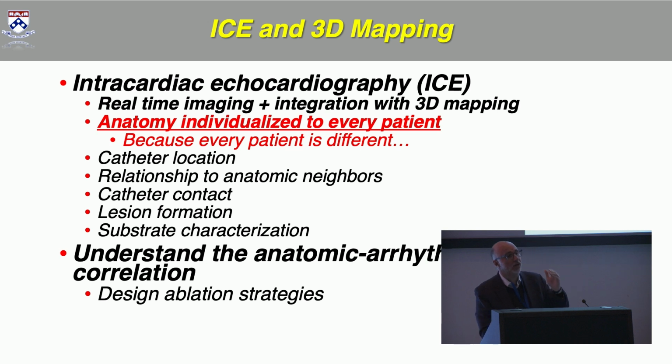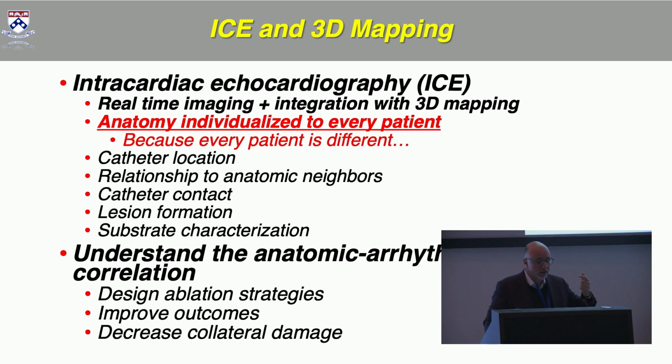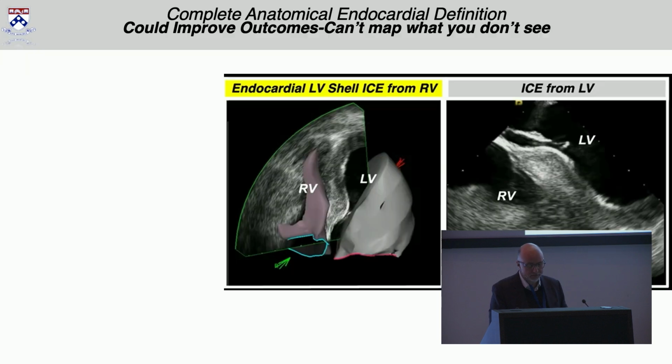Because this is the only way you can design an ablation strategy. When you're on the table, you have in your mind the anatomy, the arrhythmia, and how you're going to target this, because in my opinion this improves outcomes, but more importantly, or as important, it will decrease collateral damage. It will decrease complications.